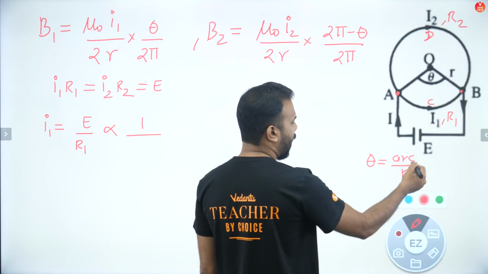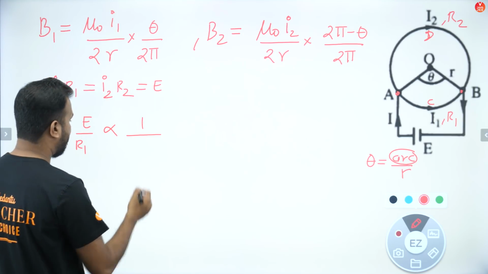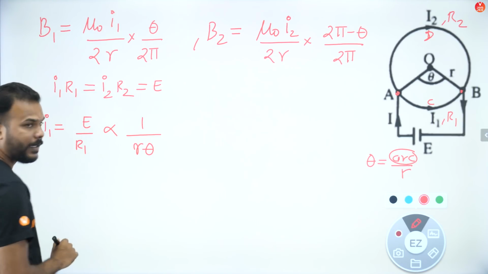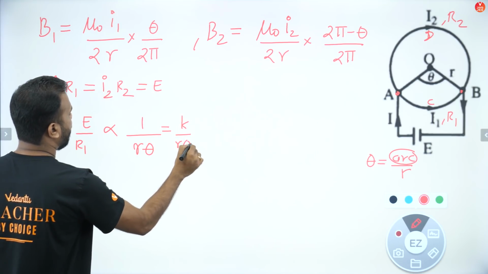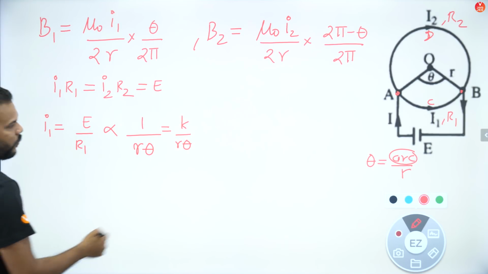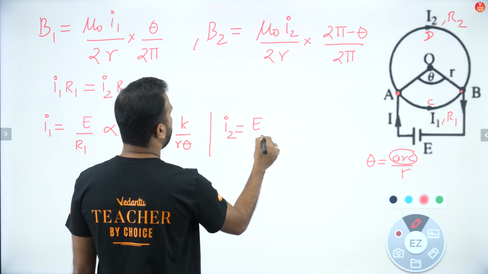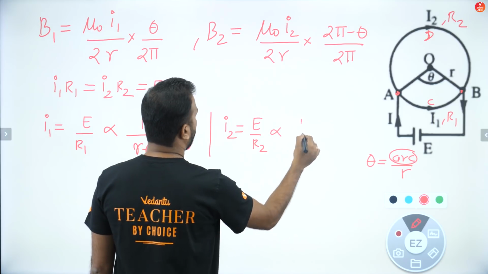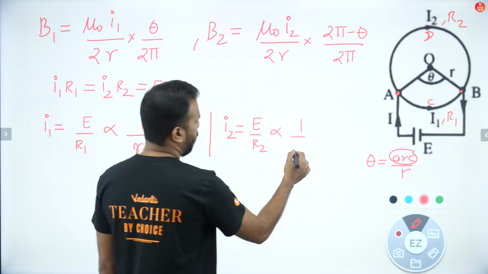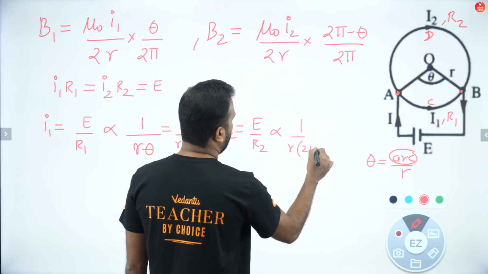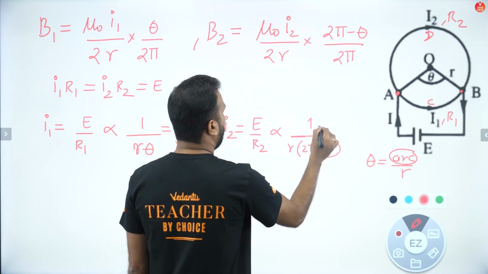Can I say that the arc angle is defined as the arc length divided by the radius? That means this arc length which we are interested in finding is equal to r theta. So the entire value I'm writing as k by r theta here, that is I1. And if we do the same for I2, then I2 is E by R2 and is proportional to 1 upon the remaining length, and that remaining length is going to be R times 2 pi minus theta, with the same logic.